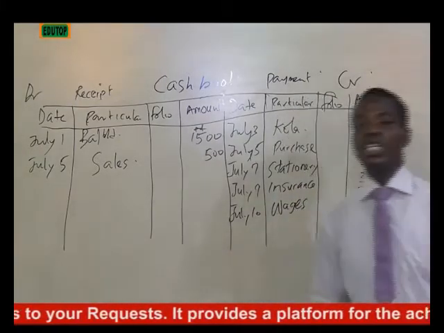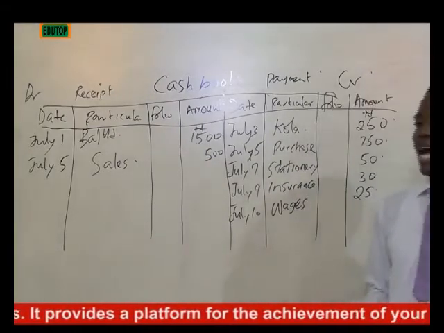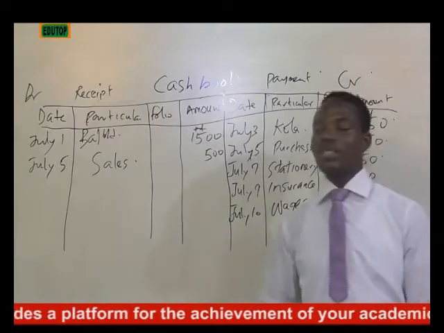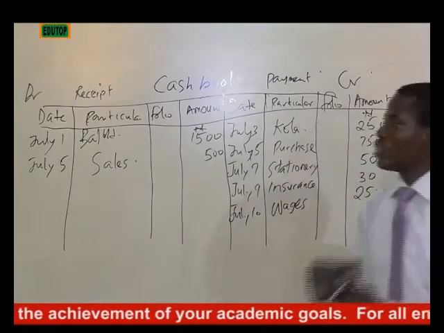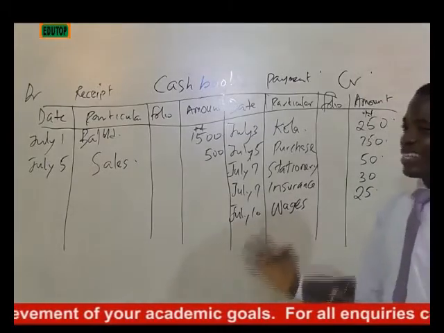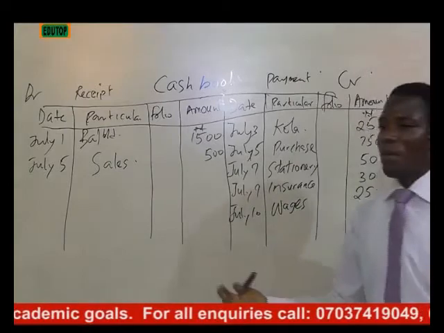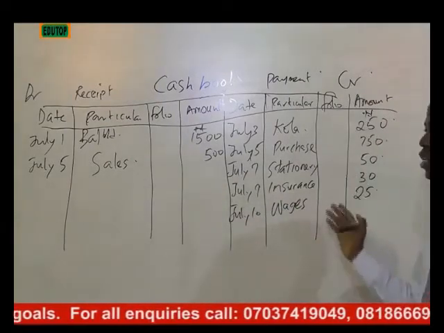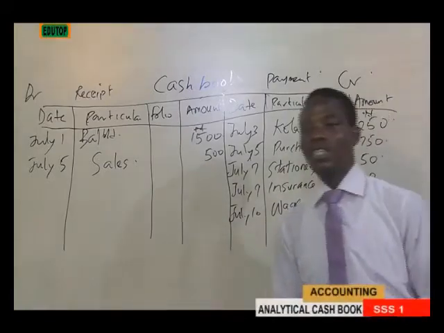Then the last but not the least is cash sales in July. When you sell goods to your customer, you receive cash, so it increases your cash. Another way to put it is that when you take money, it increases your cash, and when you pay money out of your cash, it reduces your cash. So we just adjust this and know the balance at the end of the month.